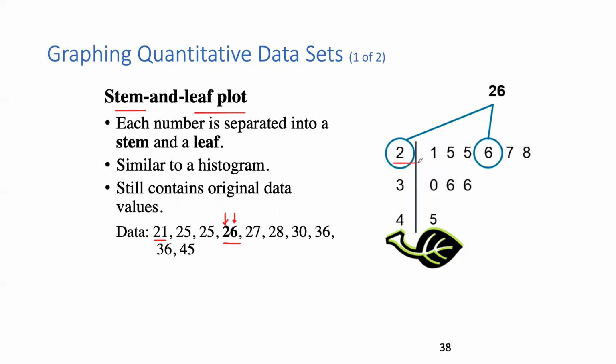So here I write down the stem, which is 2, and then I draw a vertical line here, and then I list all the leaves which go with it. So now 21 is on the stem 2, and the leaf is 1. 25 again belongs on this, 25 again is here, 26 is here, 27 is here, 28 is here, and then 30 is on a different stem. So this is a stem, 3 here, and then 0 is the leaf. 36, 36, 45, and now we have a stem and leaf plot.